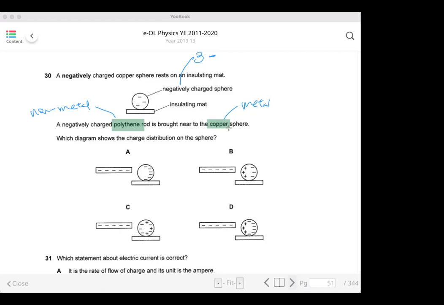Your sphere in the end will still be 3 negative because the sphere is touching the insulating mat. So if it's 3 negative, at the end it's still 3 negative. So this one becomes 6 negative. This one becomes neutral. So A and B are wrong. So which one will be your answer?